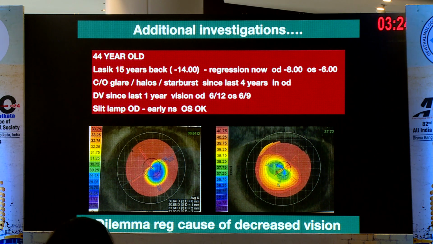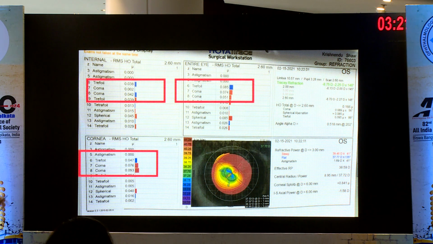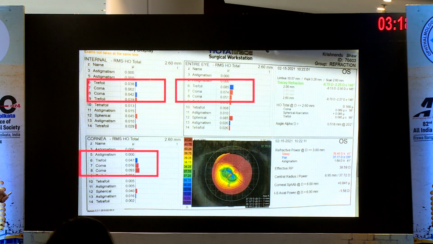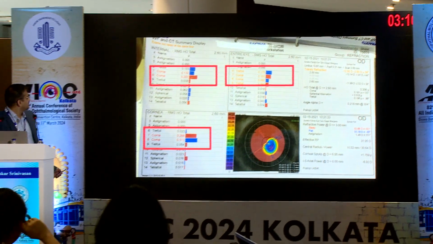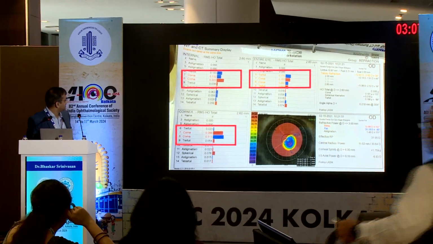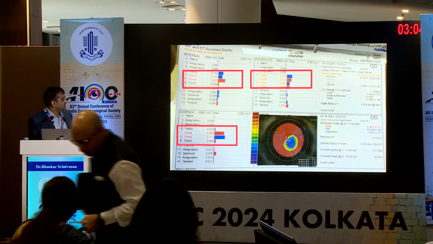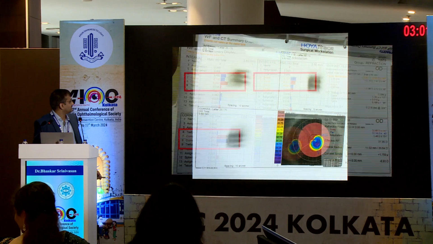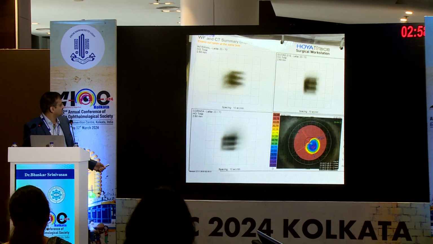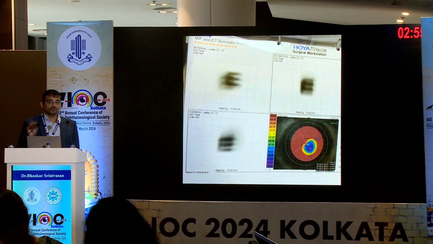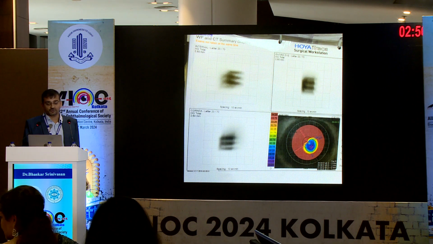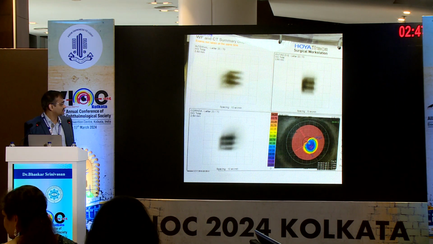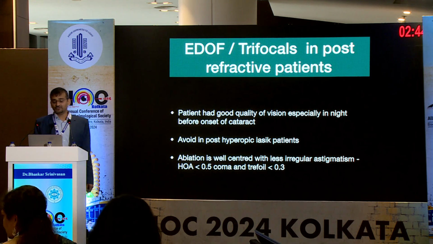Which component is more? In these cases, Ray Trace helps. If you look at the left eye, all the aberration values are well within the normal range, so the quality of vision is quite okay. But you see the right eye: the lens-based aberrations are there, as well as the corneal-based aberrations. That means the patient will have poor visual acuity from both. This is the lens-related aberration, this is the cornea-related aberration. Even if you do a cataract surgery in this patient, the cornea is irregular, so you will have poor quality of vision. In such cases, you would probably do a corneal treatment first, regularize the cornea, and then do the cataract surgery.